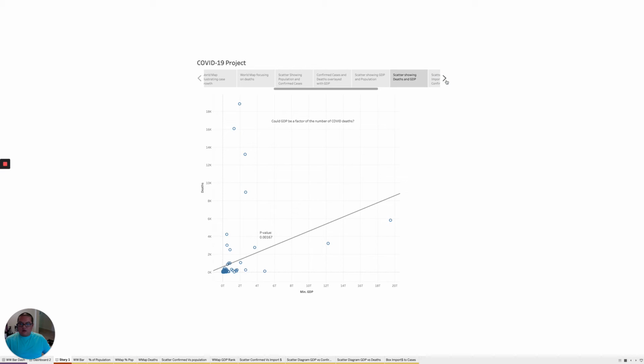And then again, same thing with deaths. The p-value is a little bit higher, so there's not as much significance, but it could be a factor in here. With the p-value of 0.0167, again, we have the same outliers of US GDP, Italy, and China.